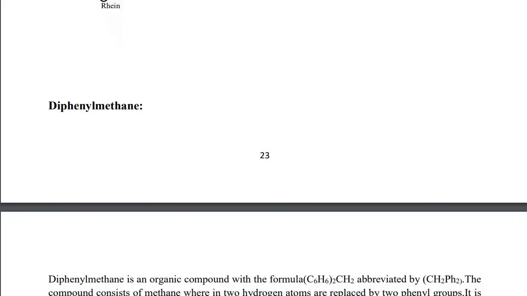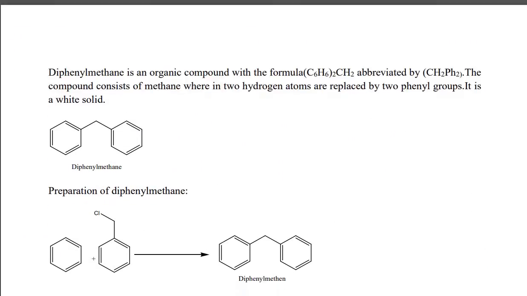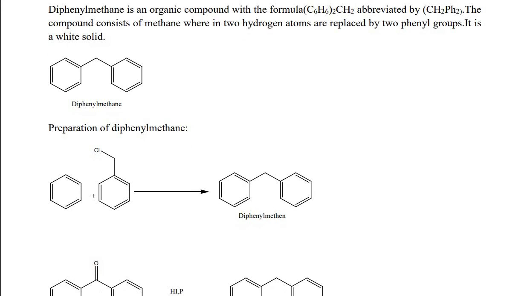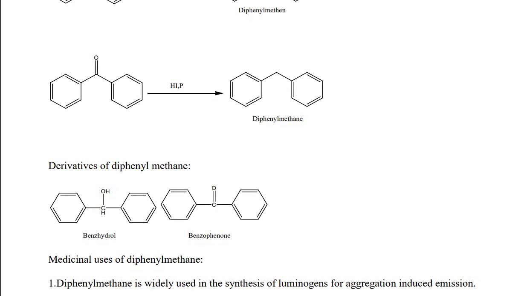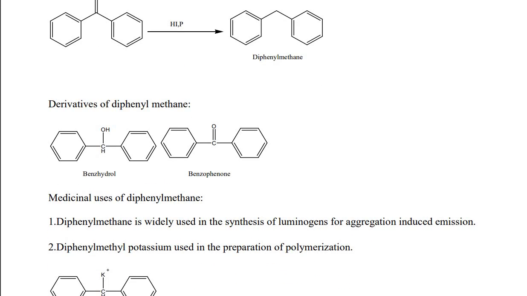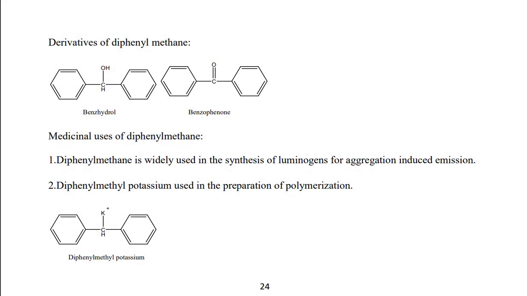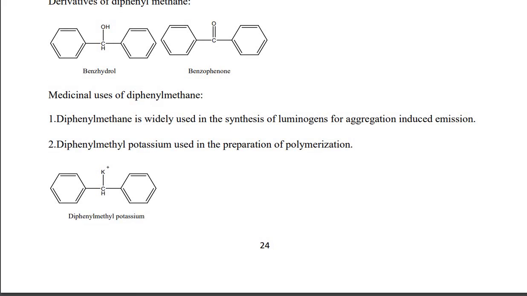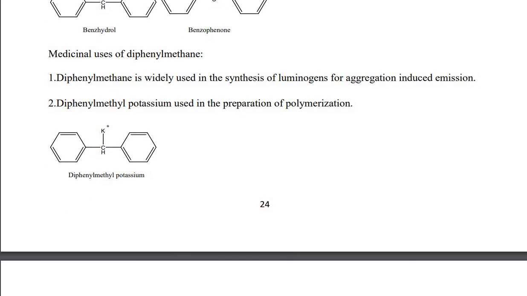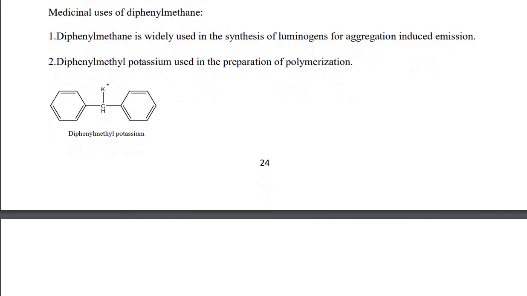Now, diphenyl methane. This is the structure of diphenyl methane. Now preparation, you can see how you will get it from benzene and benzyl chloride. You will get the diphenyl methane, and then this is the diphenyl methane. Derivatives of diphenyl methane are benzohydrol and benzophenone. Medicinal uses of diphenyl methane: it is widely used in the synthesis of luminogens for aggregation-induced emission. Diphenyl methane potassium is used in the preparation of polymerizations.